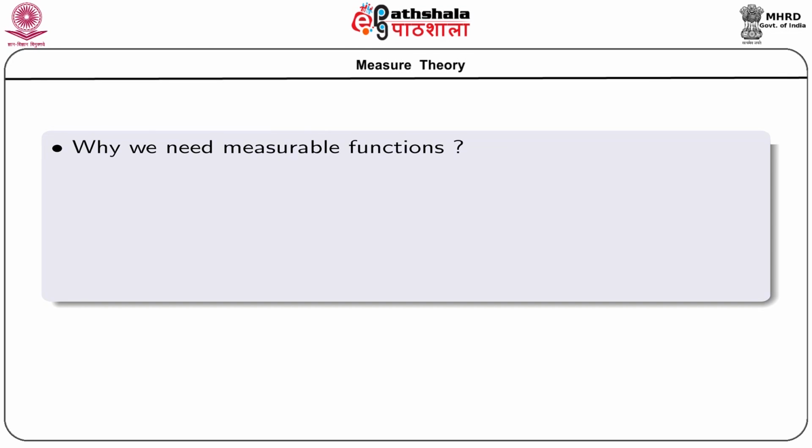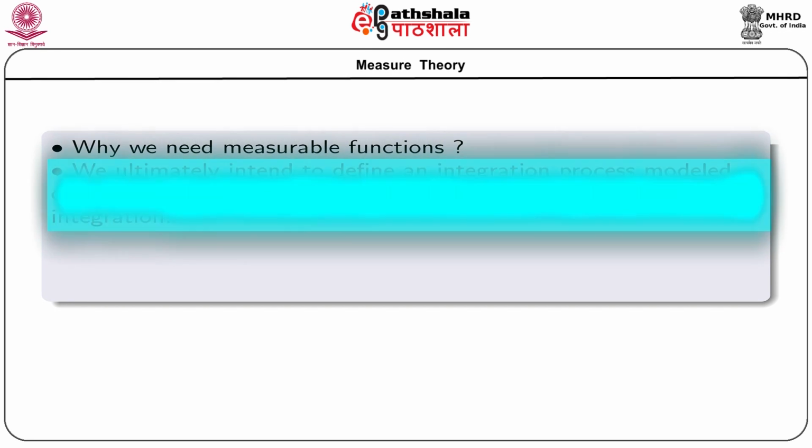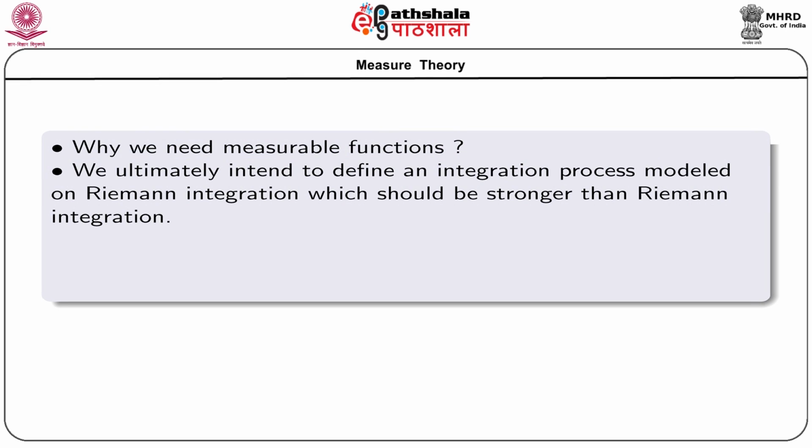So, let us see why we need measurable functions. We ultimately intend to define an integration process modeled on Riemann integration, which should be stronger than Riemann integration. What did we do in Riemann integration? We integrated bounded functions defined on a closed interval [a, b]. Now, instead of intervals, we have measurable sets, because in the Riemann integration we used the lengths of the intervals to define the upper sums and lower sums and finally the value of the integral. So, we can use the measures of sets instead of the lengths.